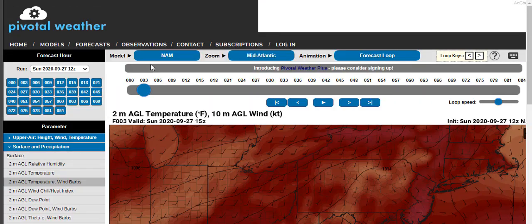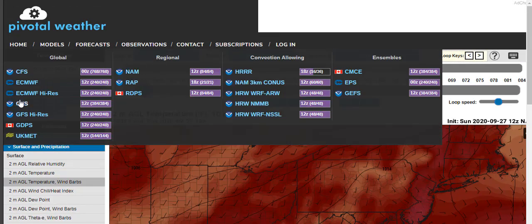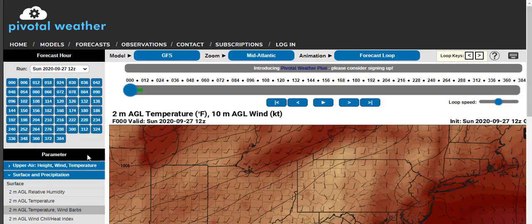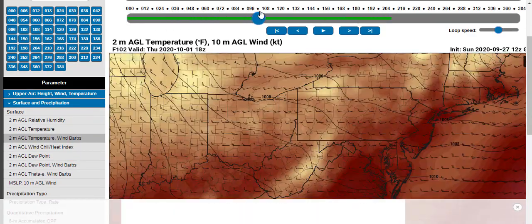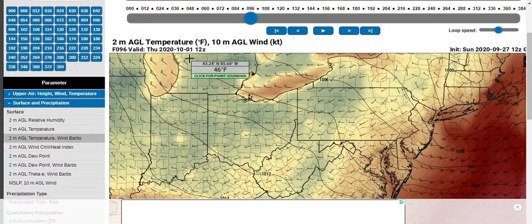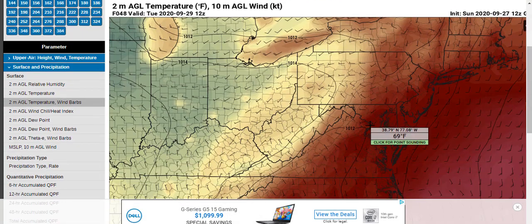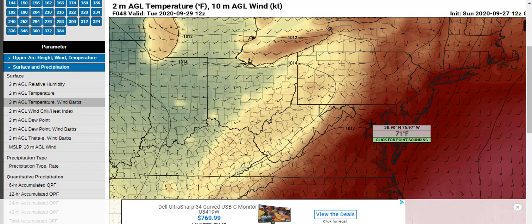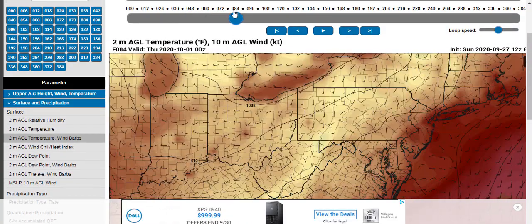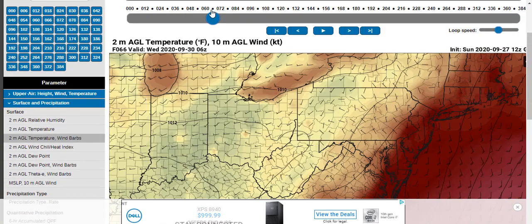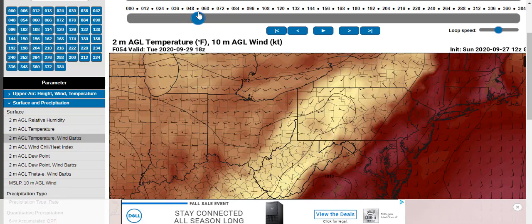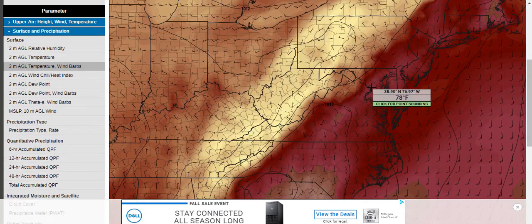I can do the same thing with the GFS. I can change these parameters a little bit. Let's click on GFS, and let's see if we can get the same idea here. So here's Thursday. Sorry, not Thursday. We want Tuesday. So here's Tuesday, right? And we go over to DC. We have a low of about 71. And let's see, Tuesday, 18Z. There we go. And we notice that we have a high of about 78. So the GFS is a little bit warmer.